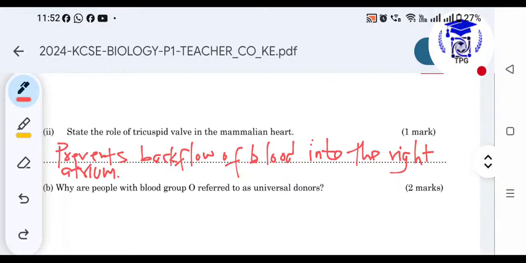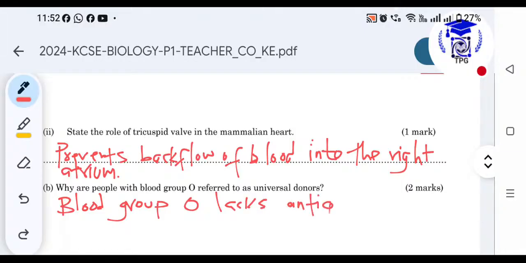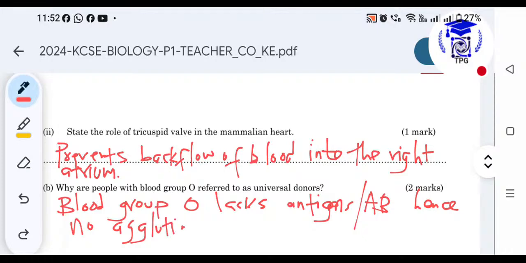The reason why people of blood group O are referred to as universal donors is because blood group O lacks antigens. When we talk of antigens, we mean A and B. Hence no agglutination. Agglutination is the crumbling of the red blood cells of the recipient.